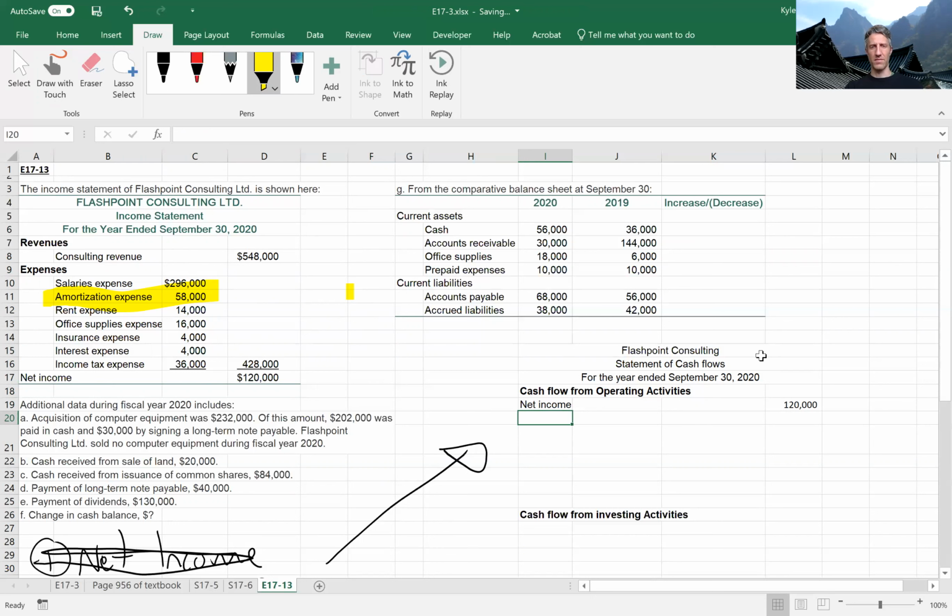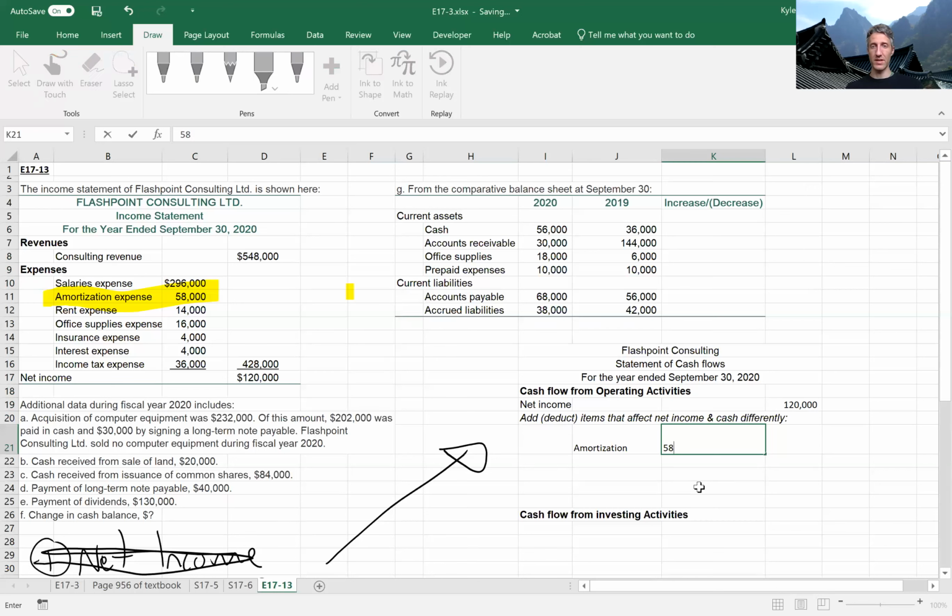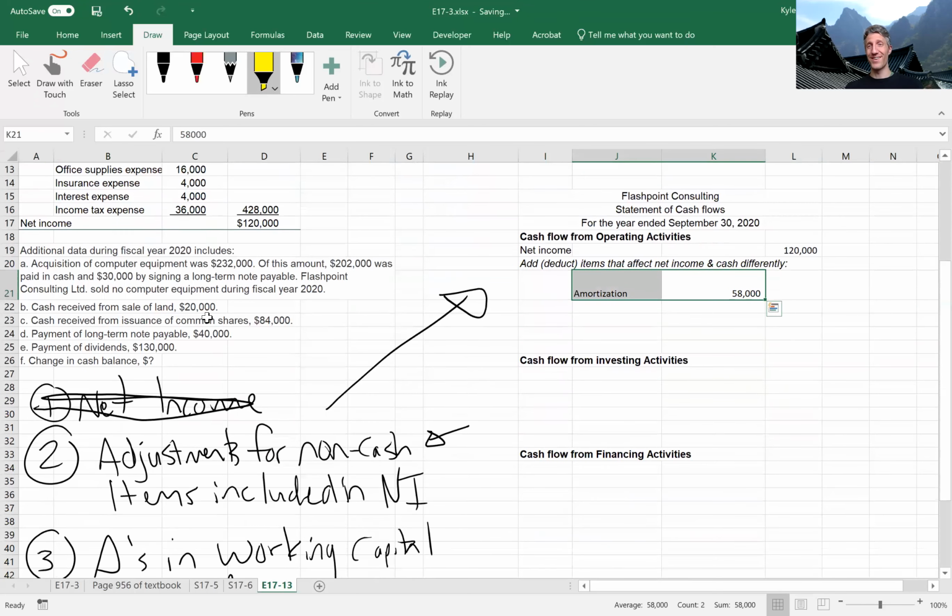So I'm going to give myself kind of a subheading, adjustments for, I'll say, add or deduct items that affect net income and cash differently. And amortization expense is a really good example of that. Amortization affects net income, but it doesn't impact cash. So amortization expense was 58,000. And that was the only non-cash line item included on the income statement. So I'm already done with step 2.